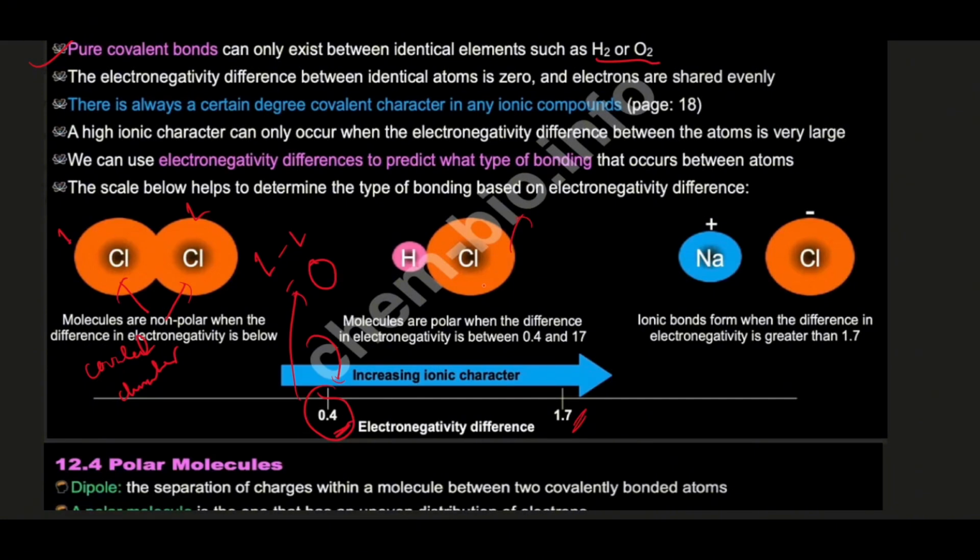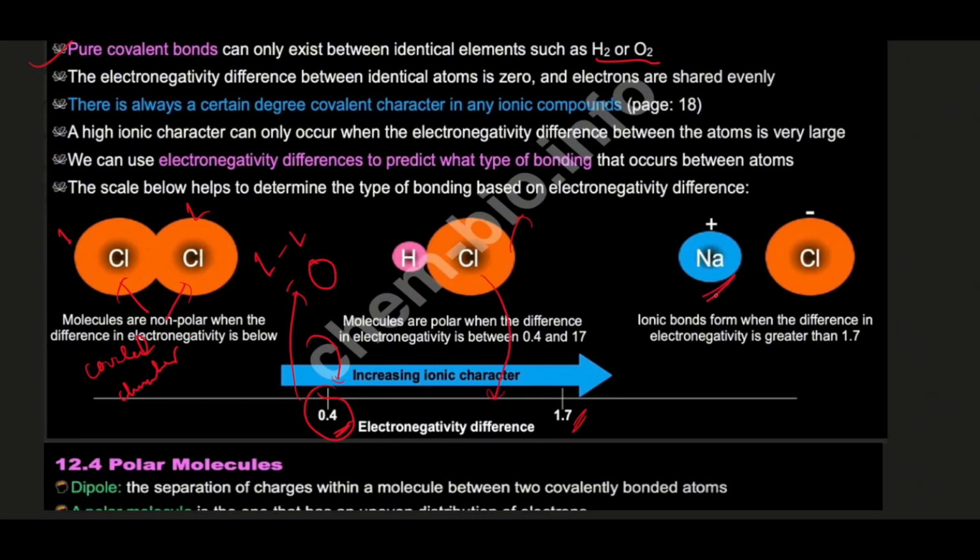So for example, in the case of two non-metals, for example chlorine and chlorine, we get zero electronegativity difference, so that is why it is a covalent compound. In the case of HCl, it is also a covalent compound, but it's not fully covalent. It is somewhat ionic as well. It shows somewhat ionic character because the difference falls within this range.